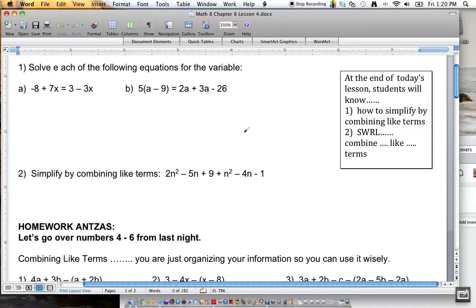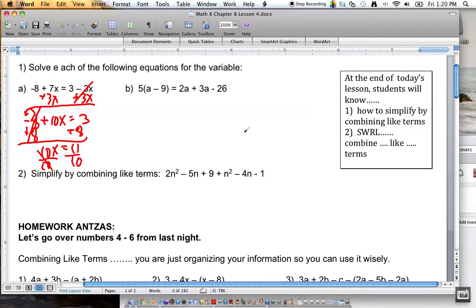Opposite side, so opposite operation, and we always start with the smallest one, which is negative 3x, so I put positive 3x, negative 8 plus 10x, because 7x plus 3x is 10x, equals 3. And now I add 8 to both sides, because that says negative 8, remember, 10x is 11, divide by 10, I get 11 over 10. It's an ugly answer, but some of the times lately I've been putting ugly answers on this because I want you to realize that not everything works out to be squeaky clean.